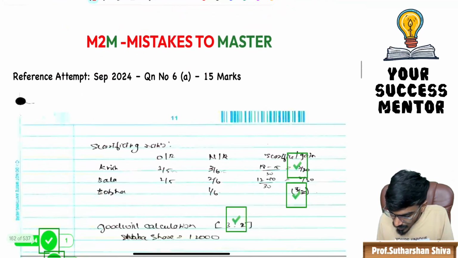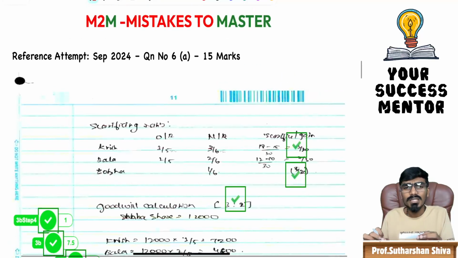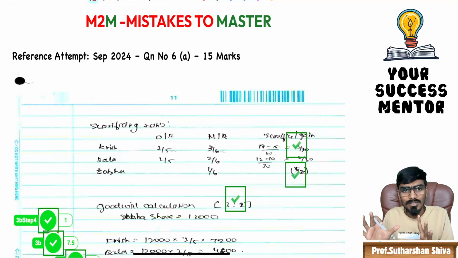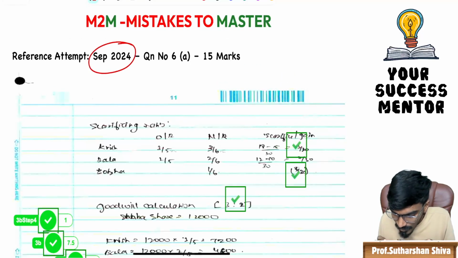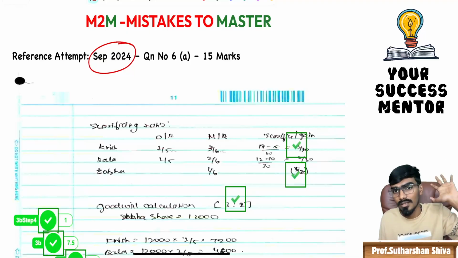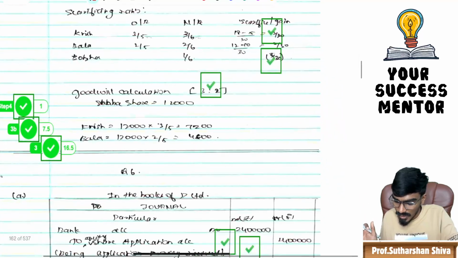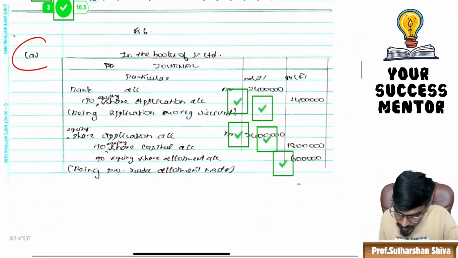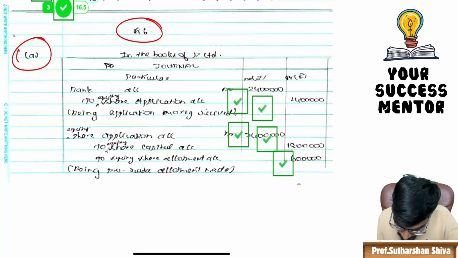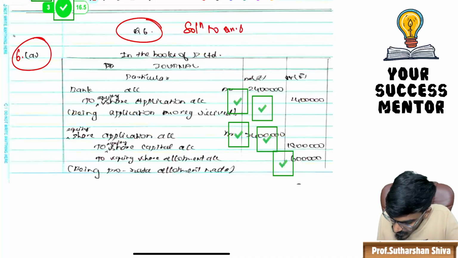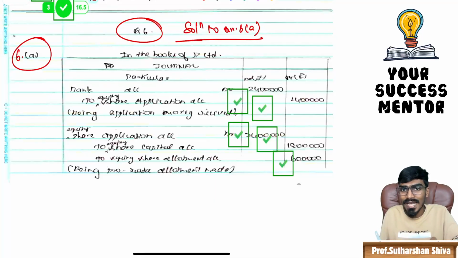Next, we come to the last part, which is mistakes to master. We'll be referring to the September 2024 question paper. Take the question paper with you. Question 6A, 15 marks, they have tested. Always write 6A, or you can write solution to question 6A. Always write solution, not answer. It is a solution; you are writing a numerical paper.